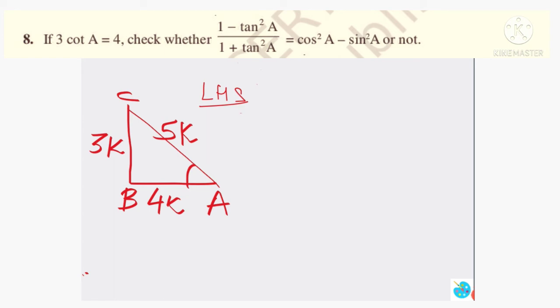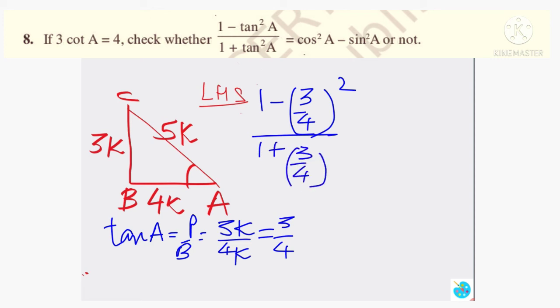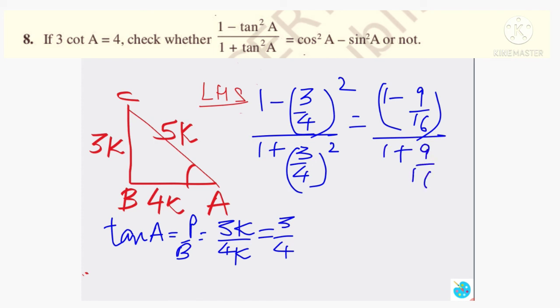Let's take up left hand side: 1 minus tan square A upon 1 plus tan square A. Let us write down the value of tangent A here in the corner. It is P upon B, so perpendicular is 3K upon base is 4K. So I get it as 3 by 4. Now I will not have to carry K in the main proof. So I get 1 minus (3 by 4) square upon 1 plus (3 by 4) whole square. So this gives me 1 minus 9 by 16 in a bracket, upon 1 plus 9 by 16 in a bracket. This gives me 16 minus 9.